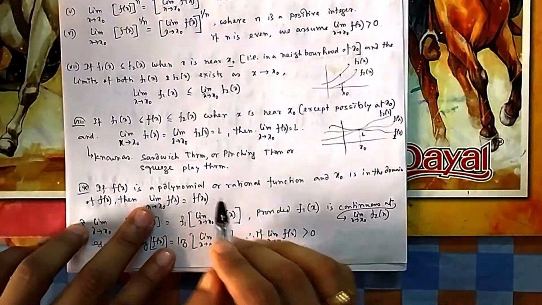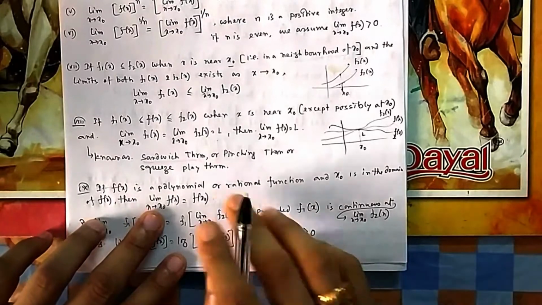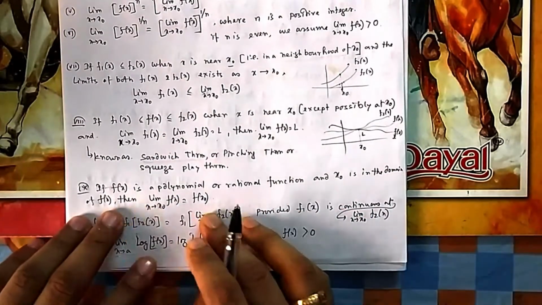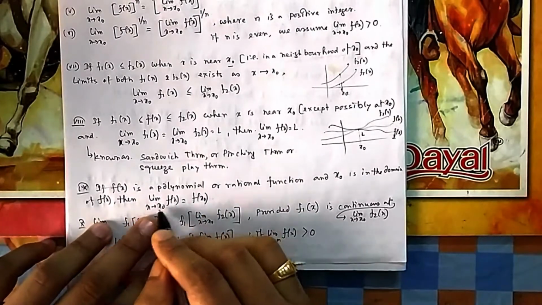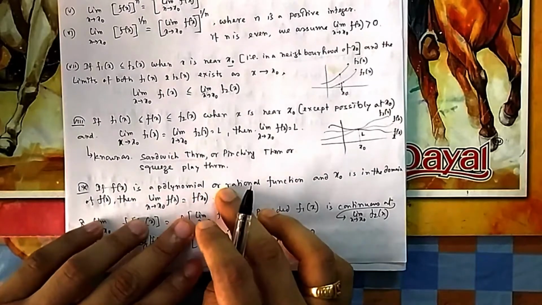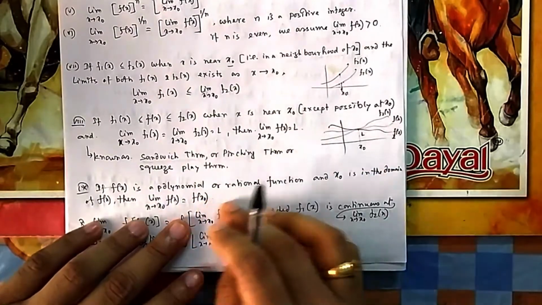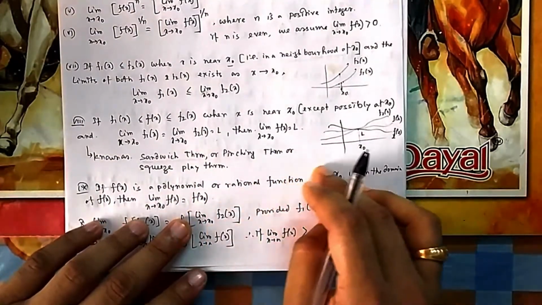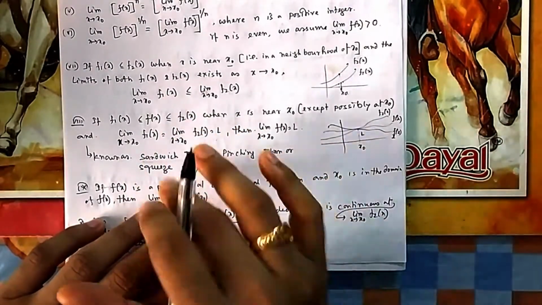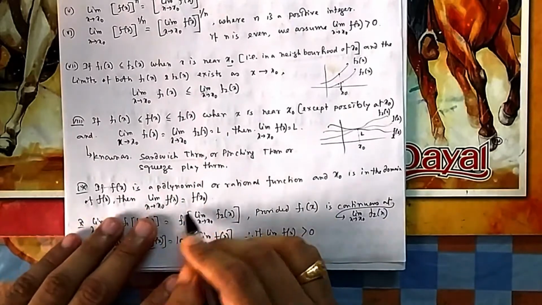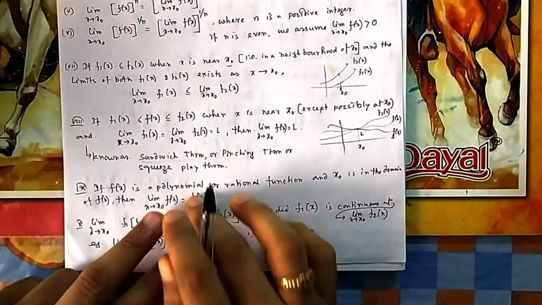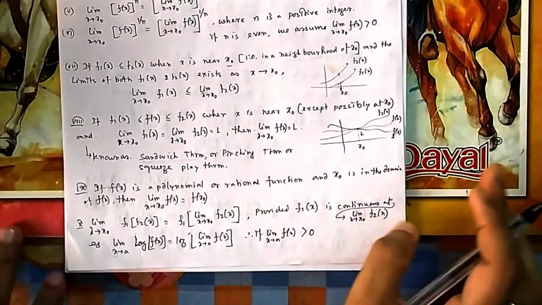If fx is a polynomial or rational fraction, you have seen what is a polynomial and what is a rational function, we have explained this, and x0 is in the domain of f, then limit x tends to x0 of fx is f(x0). In that case, if it is a polynomial, it is always continuous, meaning you can draw it continuously. You will see what is continuous and discontinuous in the next topic, continuity. Here the left hand and right hand limits are always equal, and if you put that value directly in the function, you will get the answer directly, for polynomials and rational functions only.